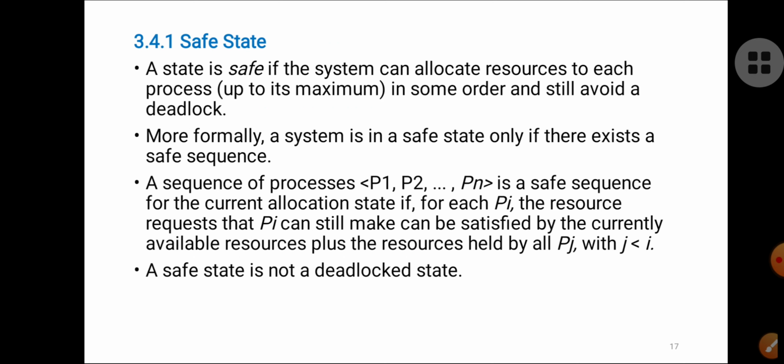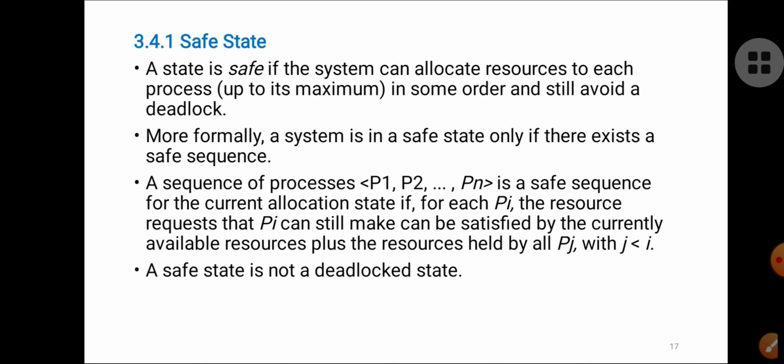So first is a safe state. A state is safe if the system can allocate resources to each process up to its maximum in some order and still avoid a deadlock. So usually a system is in a safe state only if there exists a safe sequence. A sequence of processes P1, P2, P3 up to Pn is a safe sequence for the current allocation state.